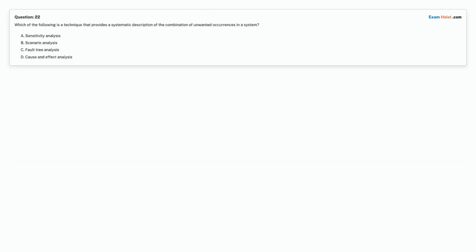Question 22. Which of the following is a technique that provides a systematic description of the combination of unwanted occurrences in a system? Option A. Sensitivity analysis. Option B. Scenario analysis. Option C. Fault tree analysis. Option D. Cause and effect analysis. Choose the correct answer.